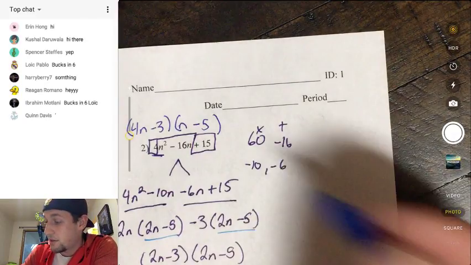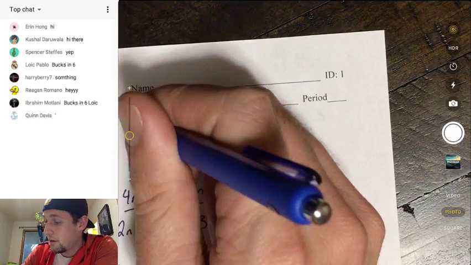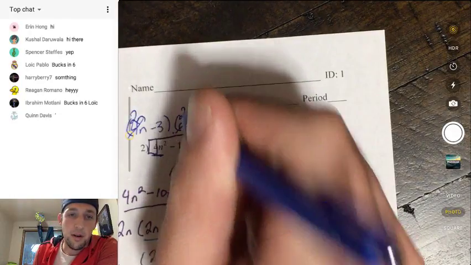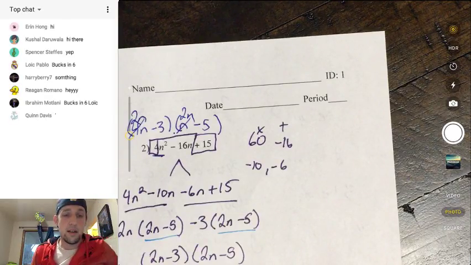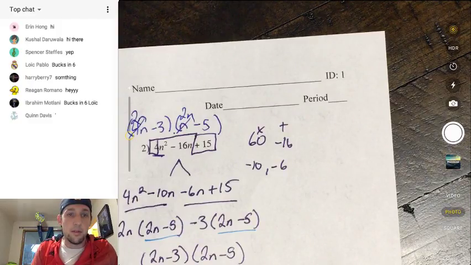Then eventually I would switch it and do 2n and 2n, and sure enough, if I multiply those together, I get negative 10n, I get negative 6n, and it works out. That's kind of the first two problems.